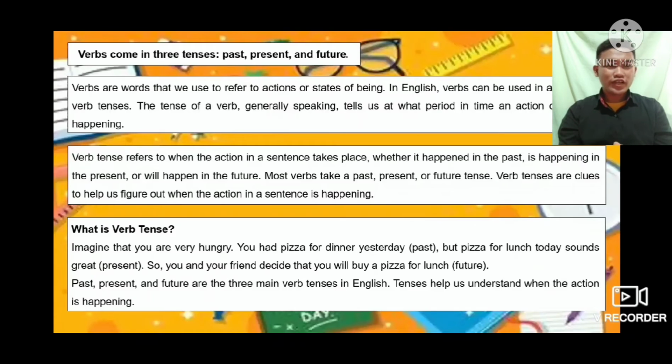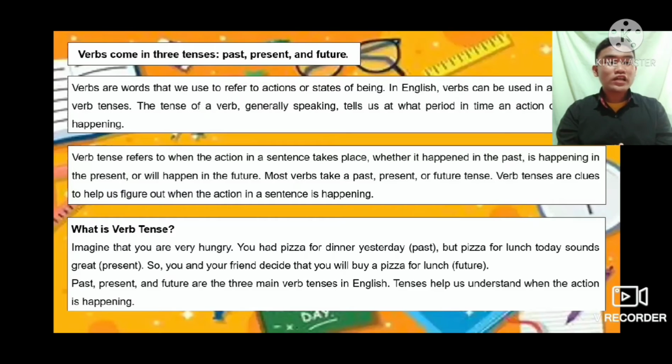Imagine that you are very hungry. You had pizza for dinner yesterday. This is in the past tense because of the words yesterday and had. It denotes that the action is already done or finished earlier in the past.